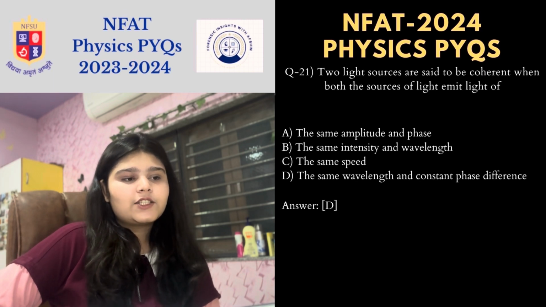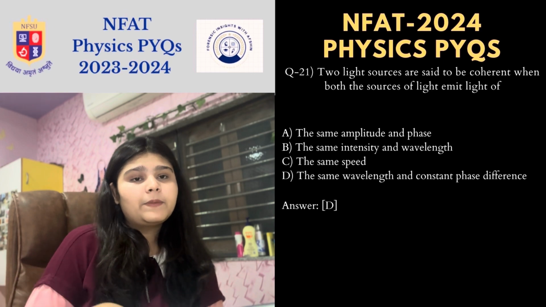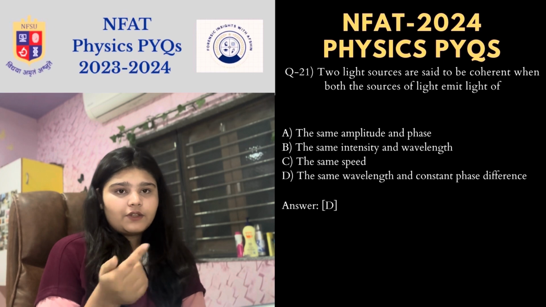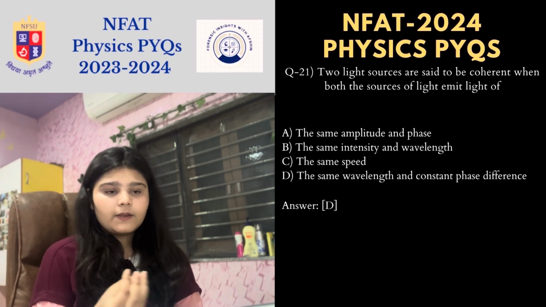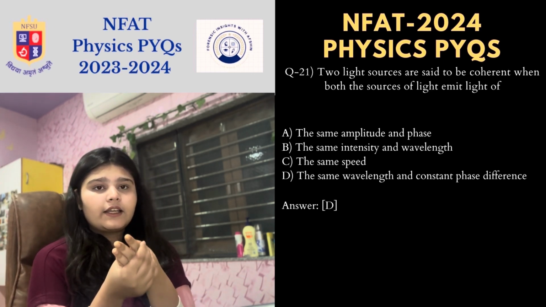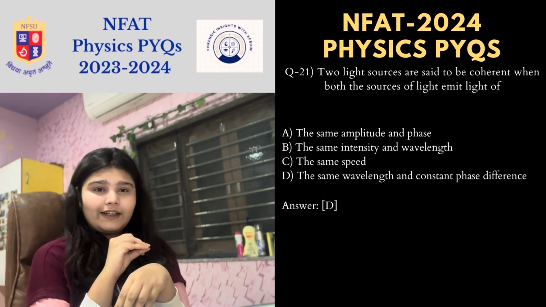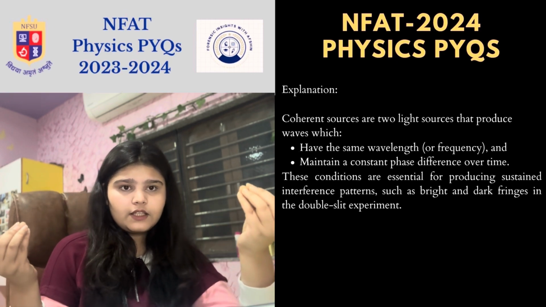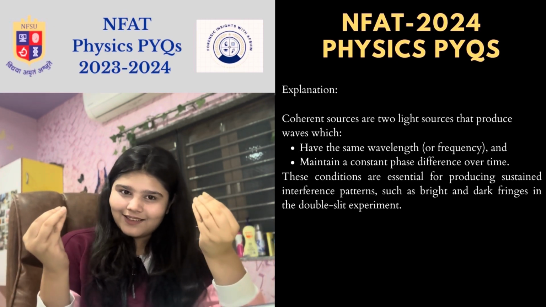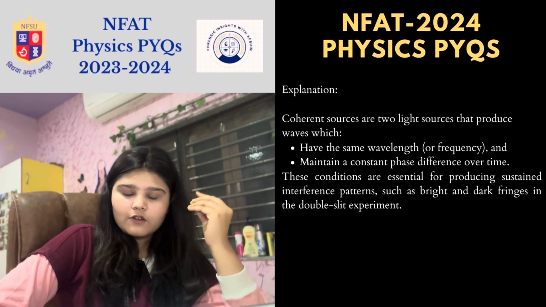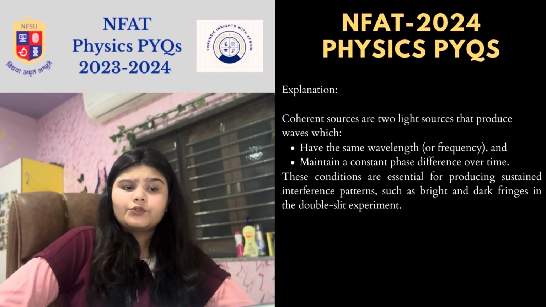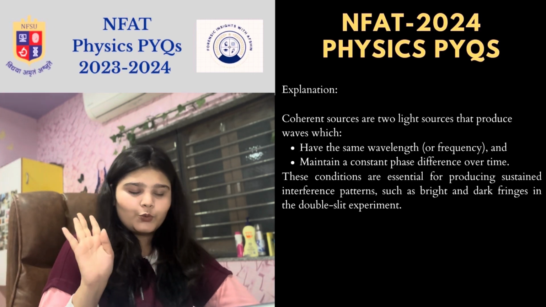2 light sources are said to be coherent when both the sources of light emit light of obviously same wavelength and constant phase difference. तो हम लोग ने पढ़ा है ना कि भाई इंटरफेरेंस क्रिएट करने, लाइक दोज डार्क एंड ब्राइट फ्रिंजेस इन डबल स्लिट एक्सपेरिमेंट, वो एक्सपेरिमेंट में ये दिया था कि ये कंडीशंस तो आर मैंडेटरी, लाइक वेवलेंथ सेम होना एंड कांस्टेंट फेज डिफरेंस. सो ऑब्वियसली दिस इज द करेक्ट ऑप्शन. दोज हू डोंट नो, उन लोगों के लिए एक्सप्लेनेशन रखा है, देख लो.